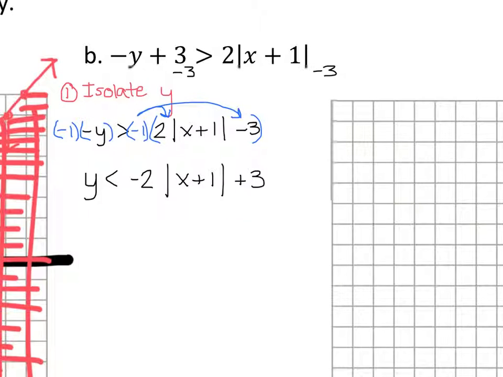Wait, if you move a negative, what if you moved a positive? It would stay? It would stay, yeah. So only when you divide or multiply both sides by a negative is when you flip the inequality sign.